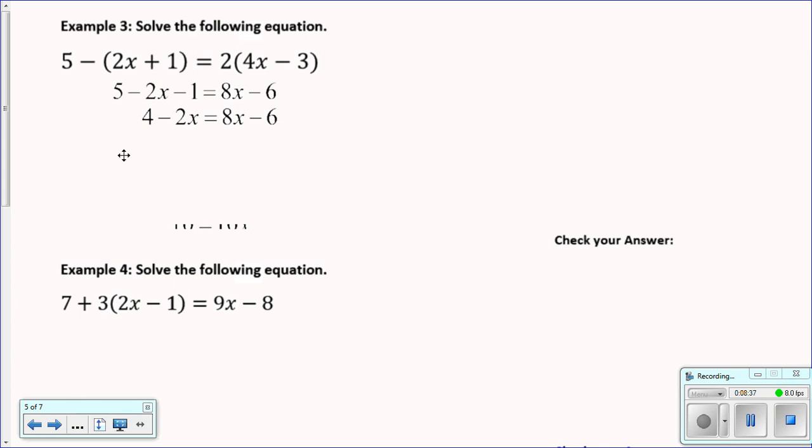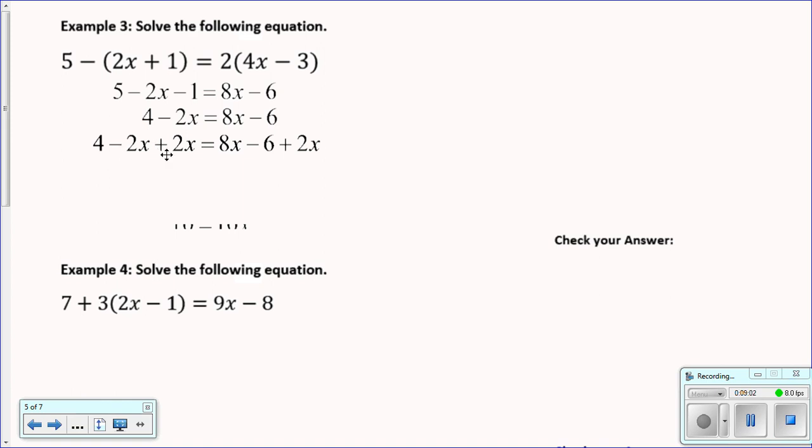Okay? Now I'm going to go ahead and move some things around. To be very honest, when I made this, I can't remember what I moved first. Okay, so I stayed with the 2. I still stay with the lower coefficient. You could move this 8x first. You could move the negative 6 first. You can move the 4. It doesn't matter. Okay? So, but here I decided to add 2x to both sides.